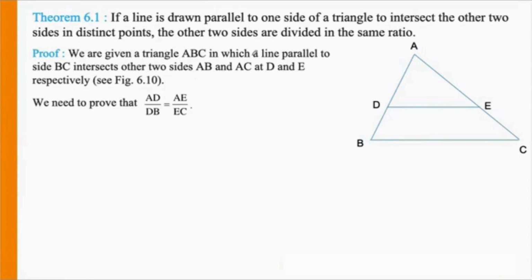We are given a triangle ABC in which a line DE, parallel to side BC, intersects the other two sides AB and AC at D and E respectively. We need to prove that AD upon DB is equal to AE upon EC. That means the two sides are divided in the same ratio.